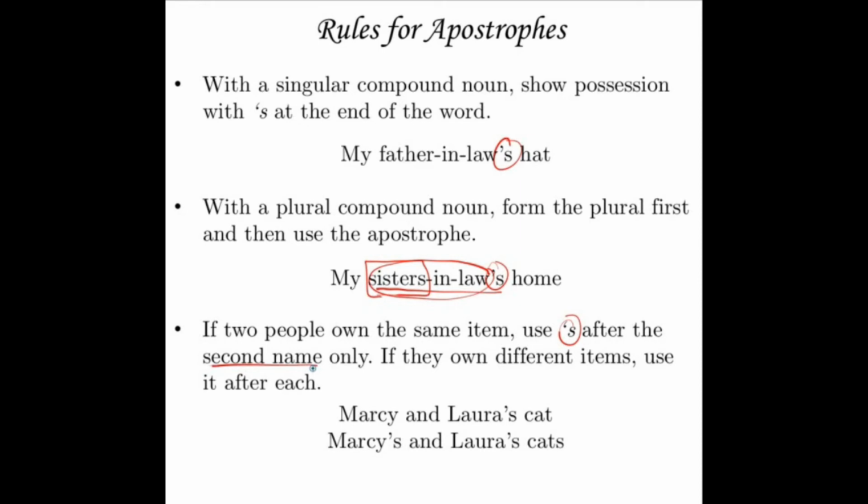So the difference between Marcy and Laura's cat and Marcy's and Laura's cats is that, in the first case, Marcy and Laura own the cat together. The 2 of them jointly own the cat. There it's 2 people, I suppose. In the second sentence, Marcy has a cat and Laura has a cat, and the 2 cats are both being discussed at the same time. You might say, Marcy's and Laura's cats are both black. Marcy has a black cat, Laura has a black cat. We're talking about both cats, but each cat is owned separately, and so you say Marcy's and Laura's.